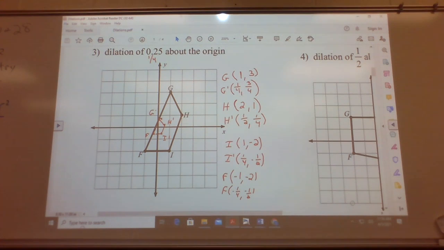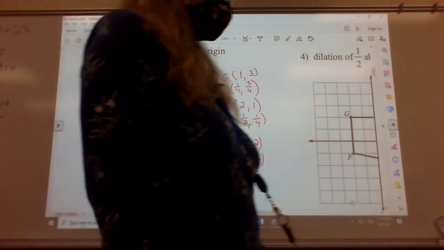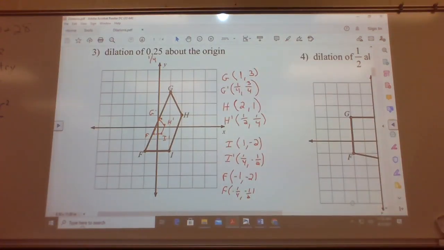Now 4 is a bit easier. Are we okay on number 3? So let's look at number 4.